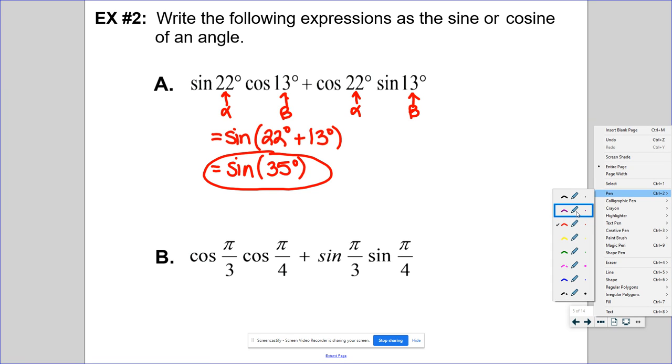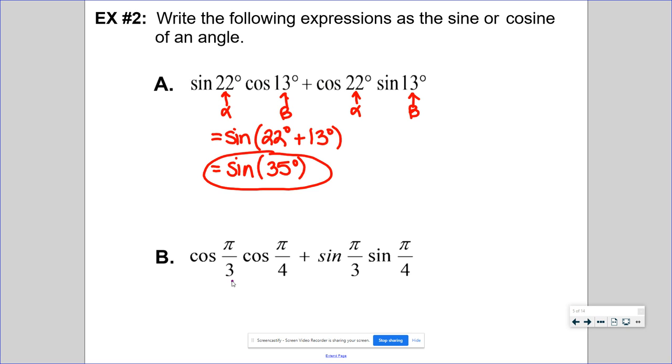Okay, so next one says pi by 3, so that matches this angle here. So those can be our alphas because they are the same. And we have this angle matching this angle, so those can be our betas.